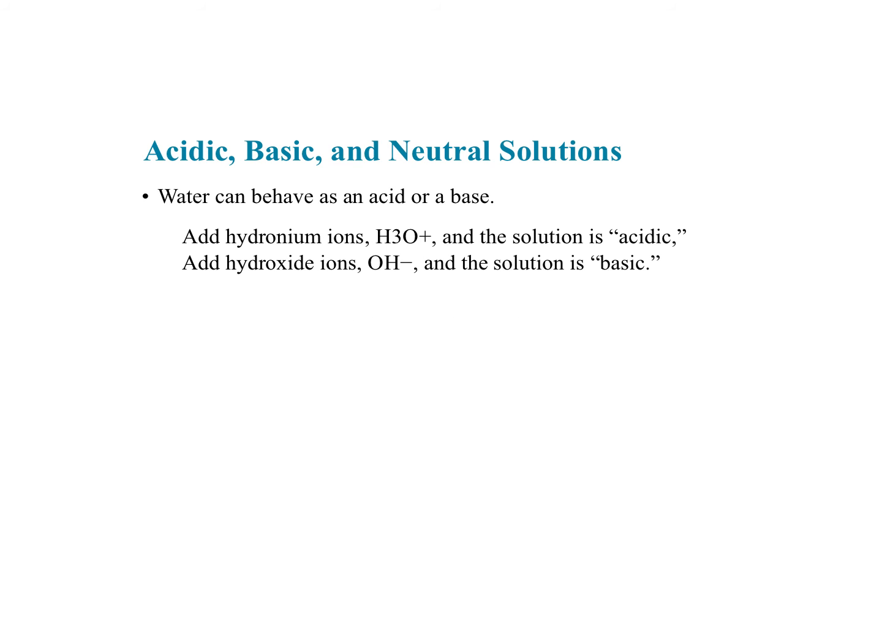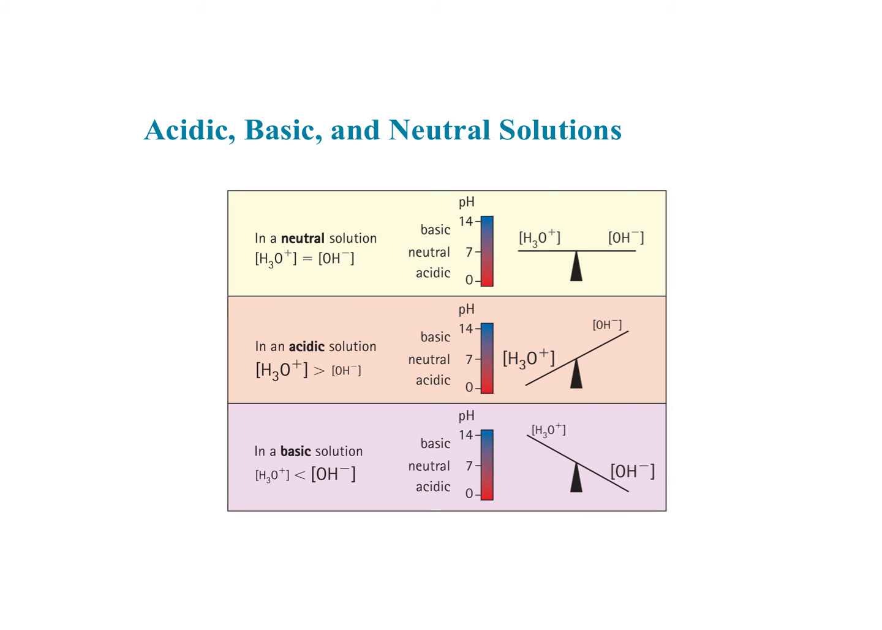So we know that water can behave as an acid or as a base. One of the things that we can do is add extra ions, and that'll knock the balance out of kilter. And so if we add hydronium ions, the H3O pluses, the solution becomes more acidic. And if we add hydroxide ions, the solution becomes more basic.